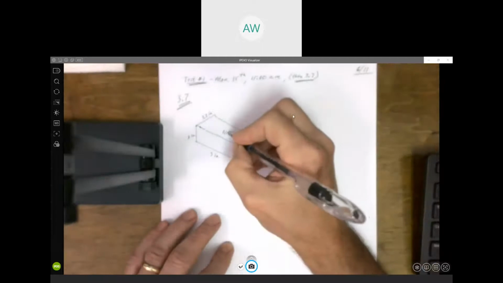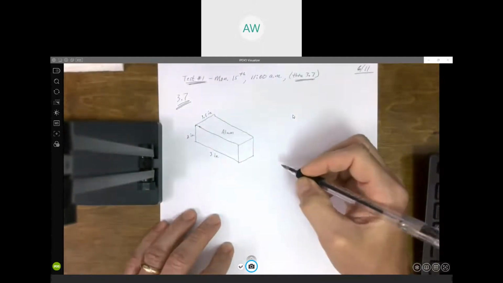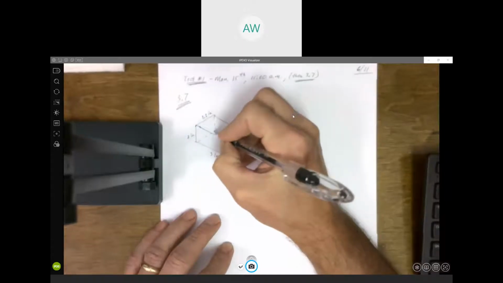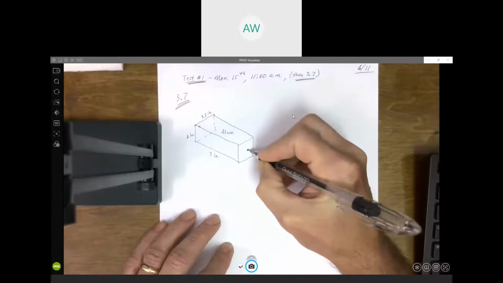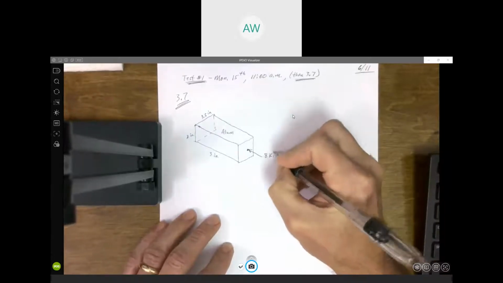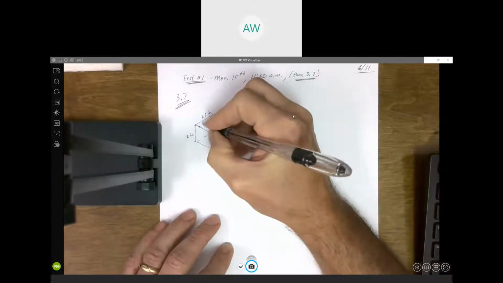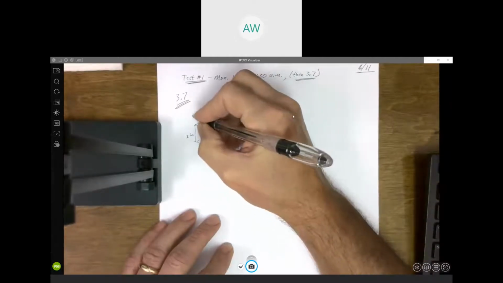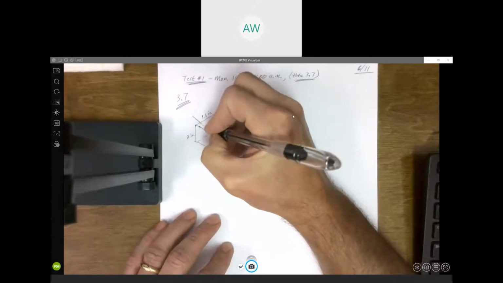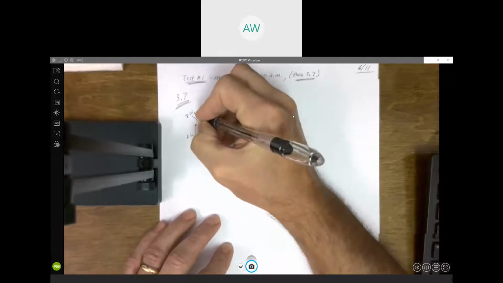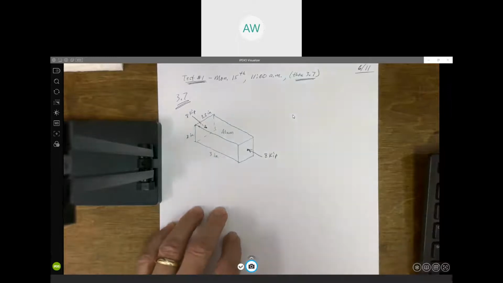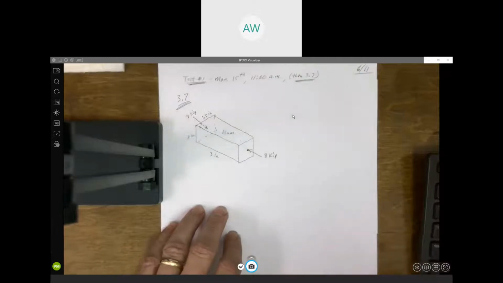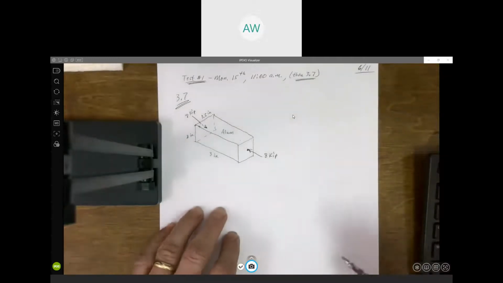This thing's made out of aluminum, and we are going to apply an axial force, compressive force, 8 kips. Not too bad a picture. It's just, again, a bar with a rectangular cross section. We're applying a compressive force of 8,000 pounds to this.